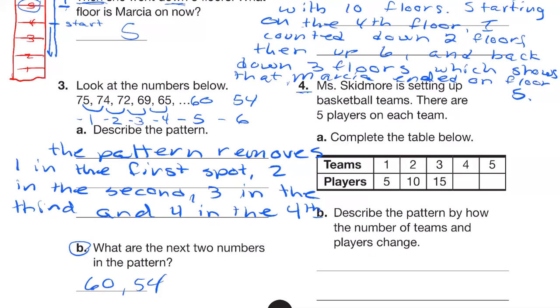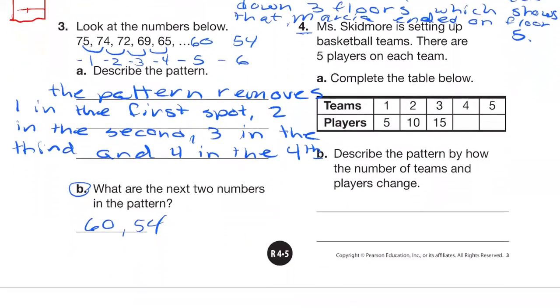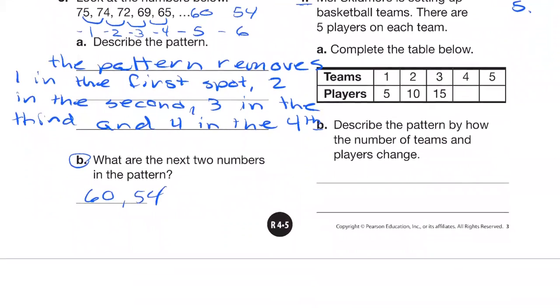Ms. Skidmore is setting up basketball teams. There are 5 players on each team. The first step, which is a small a, complete the table below. And then B, describe the pattern by how the number of teams and players change. Okay, well, let's figure out the pattern, shall we? Go ahead and stop the video, and come back to me once you have an answer.